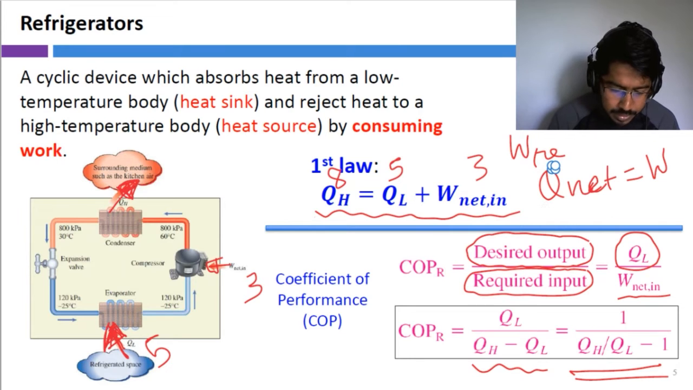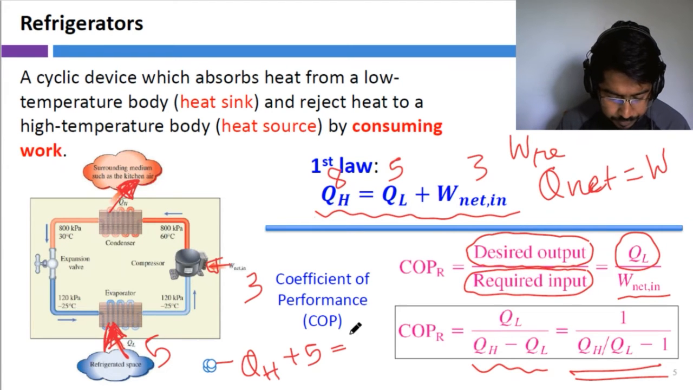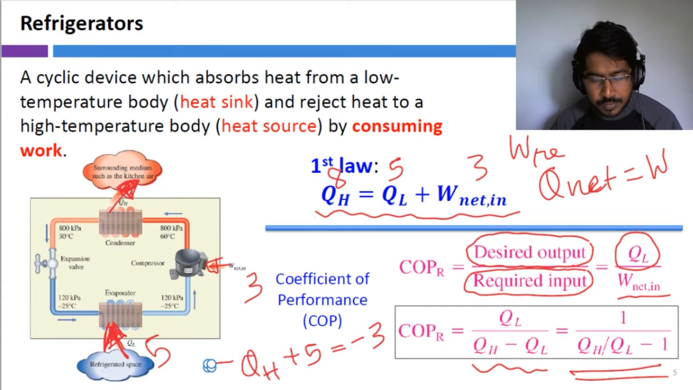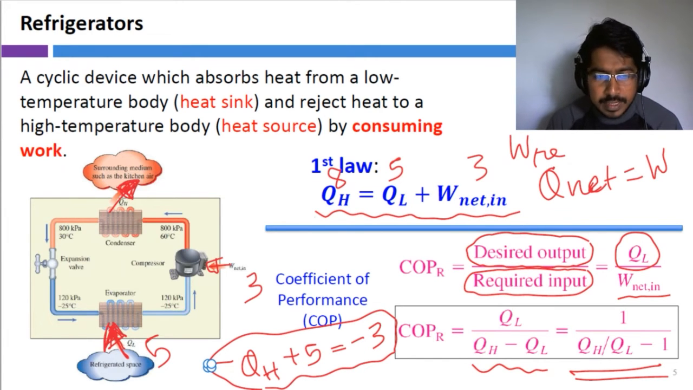QH rejected is going to be negative, right? Removed from the system, minus QH, plus QL is 5, equals W net, which is going to be minus 3 because it is done on the system, right? So if you reconfigure the equation, you can find the value to be 8. QH is 8. Do I make sense?